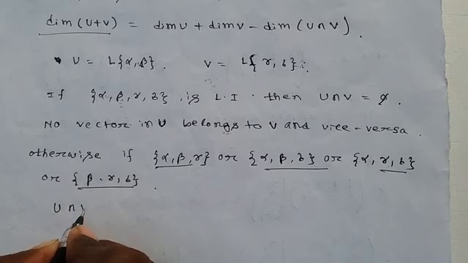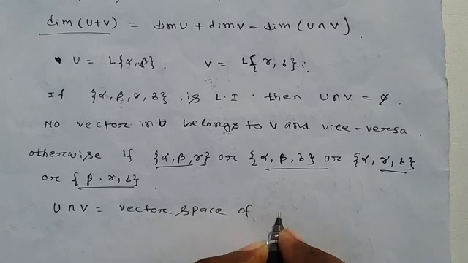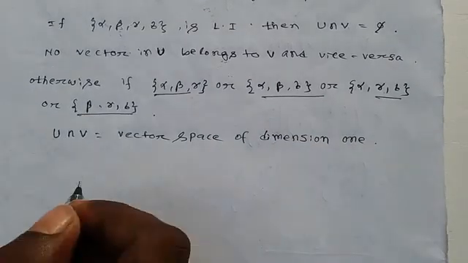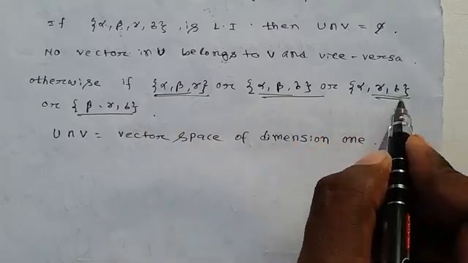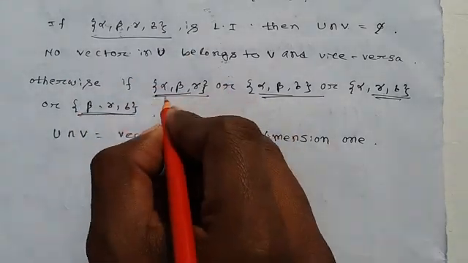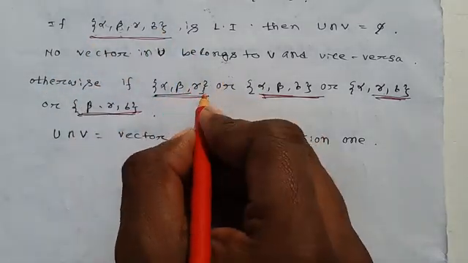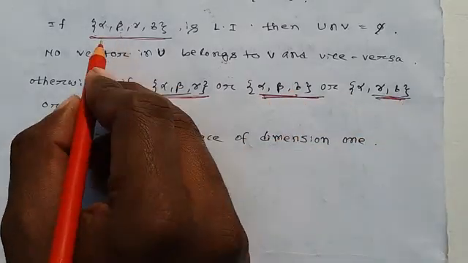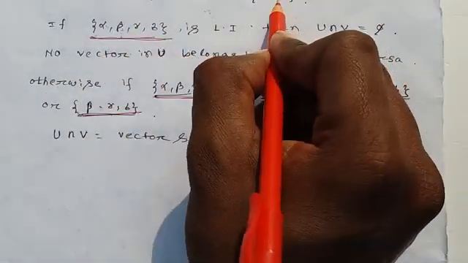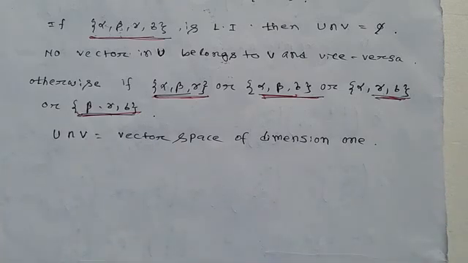So in that case, U intersection V is a vector space of dimension 1, because if these four hold, but this is linearly dependent, then any one vector in this vector space belongs to the other and vice versa. So therefore in that case, U intersection V is a vector space of dimension 1.